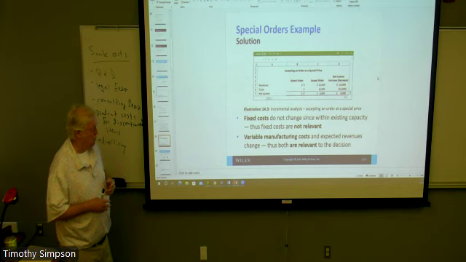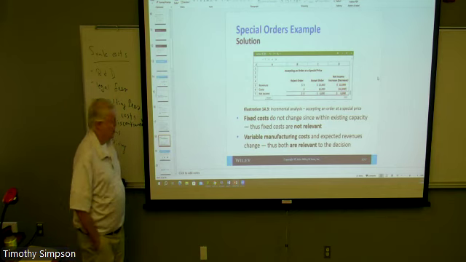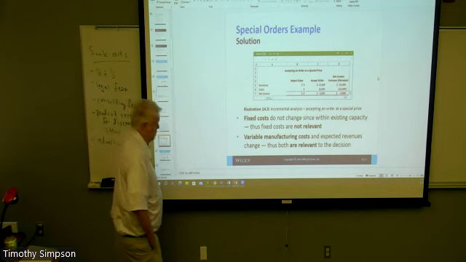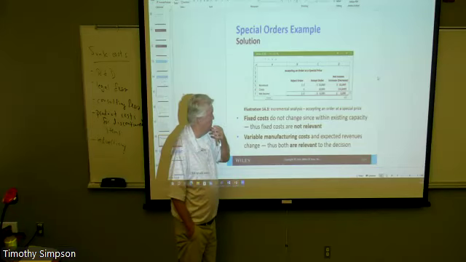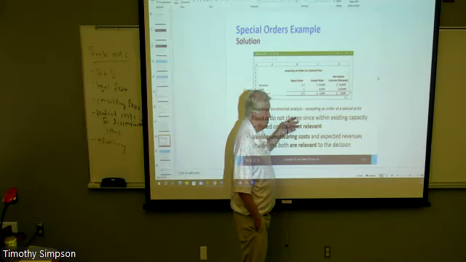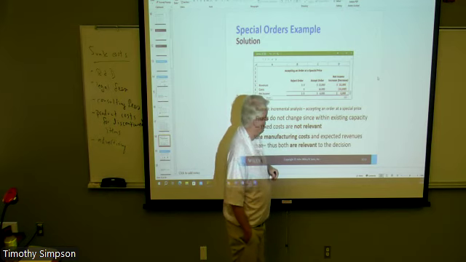Meaning what? Factory supervisors' salaries, all those things which are considered to be fixed. Insurance on the building, it's not going to change. Property taxes on the building, it's not going to change. There's nothing we can do about it. In the long run, yes, maybe we can make some changes, but in the very short run, which is sort of where we live here, nothing's going to change.